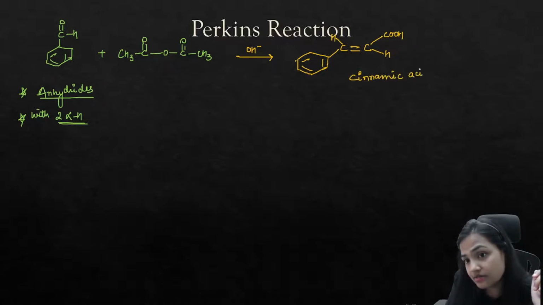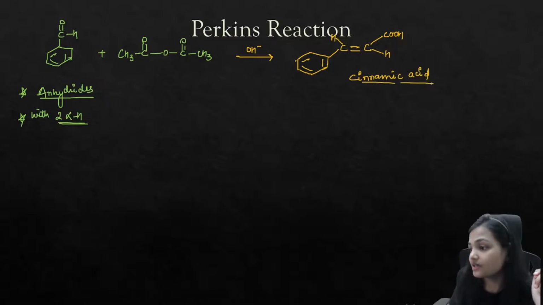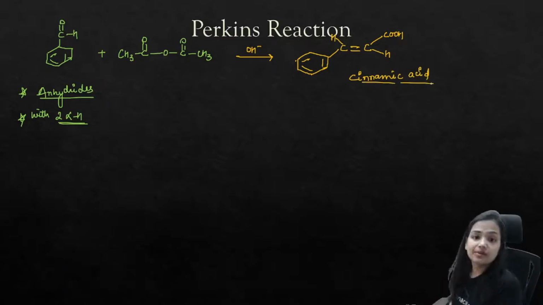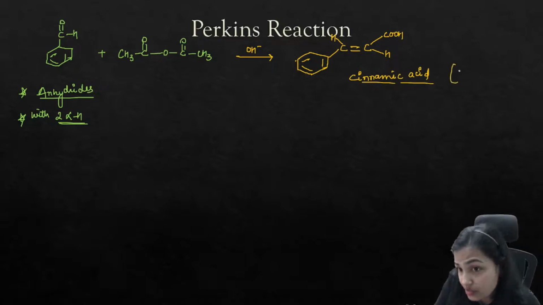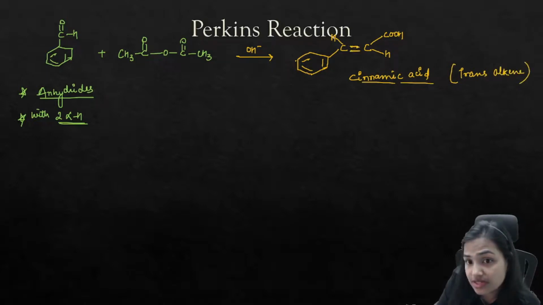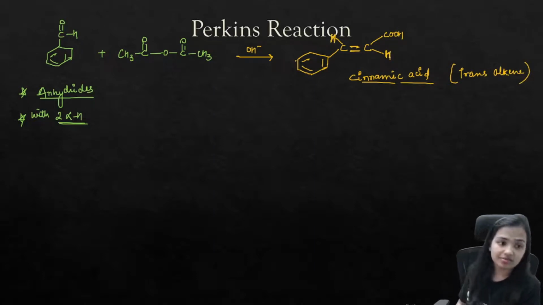So the product of the Perkin reaction is going to be cinnamic acid, and it is going to be the trans alkene. If you look at the stereochemistry of this molecule, it has to be trans. Okay, now let me show you the mechanism of how this reaction occurs.